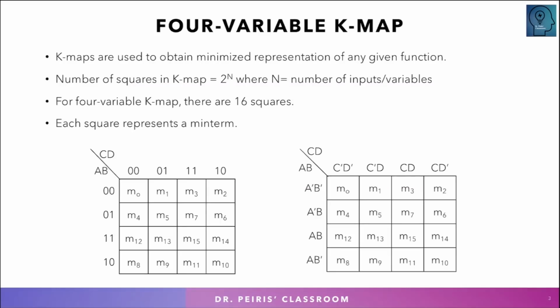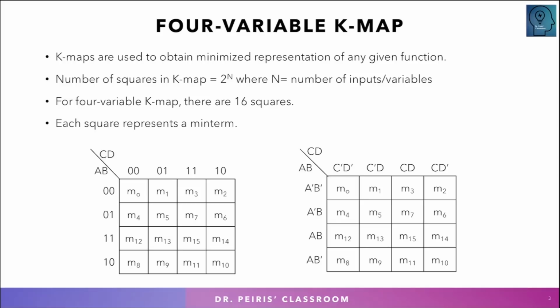So what is the 4 variable K-map? Basically, why do we use K-maps? We use K-maps to obtain the minimized representation of any given Boolean function. If you use K-maps, you can reduce the number of terms or the number of literals in a given function, which means you are reducing the number of gates required to build a circuit, which eventually helps to reduce the cost and the complexity of a given circuit.